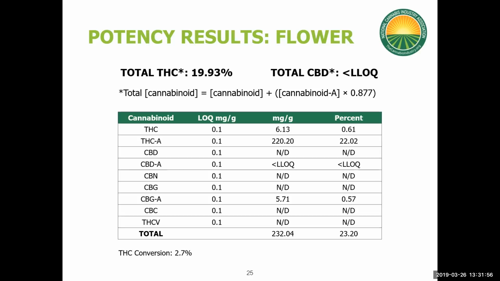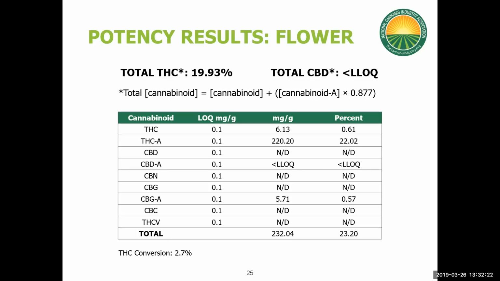Next to that, we're listing the limit of quantification in milligrams per gram. So that's the lowest concentration that this lab can detect for each of these cannabinoids. So if they detect a cannabinoid less than 0.1 milligram per gram, but they still detect it, you'll see a result like what you see for CBDA, under the limit of quantification. So it's there, but the lab can't accurately give you a result.